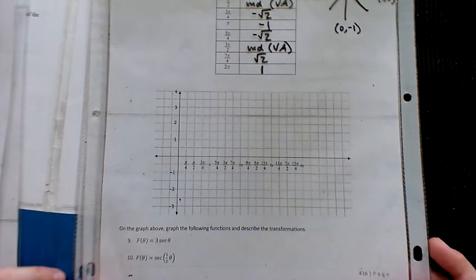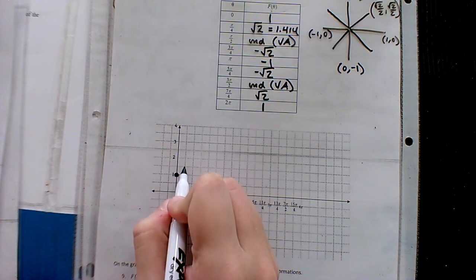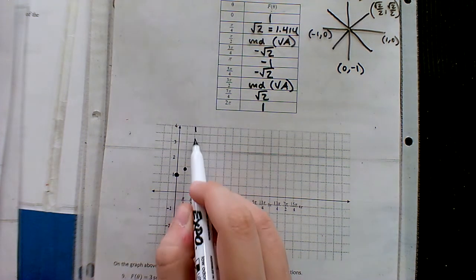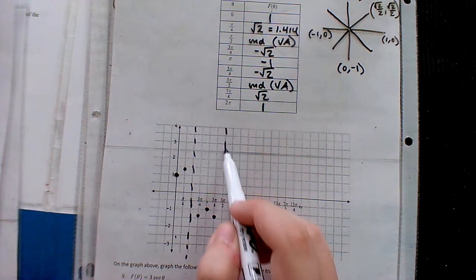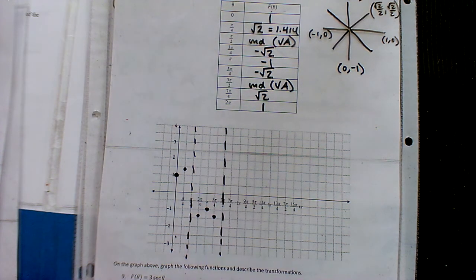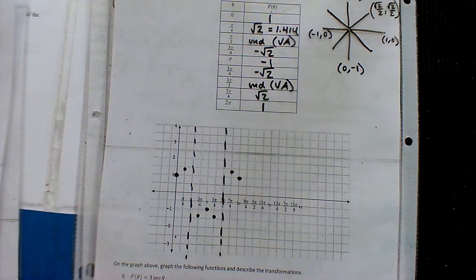All right. Let's graph some of these points. 0, 1, not quite 1.5, asymptote. Then we get negative. Then another asymptote. And then we're positive again. All right, there's one cycle of secant.